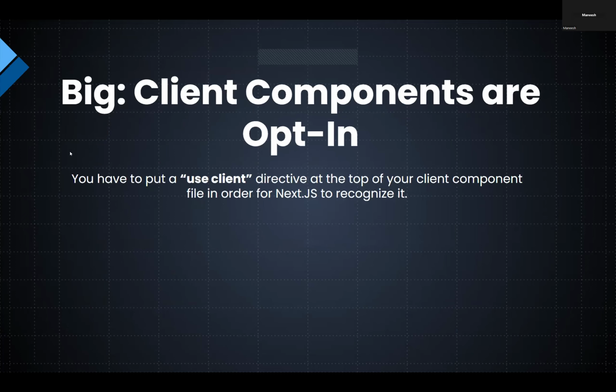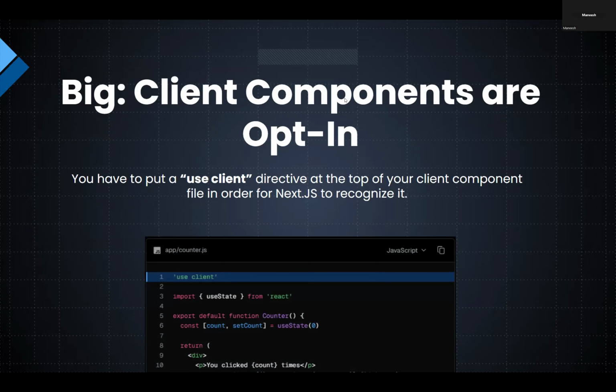Something big about this, client components are opt-in. Next.js prefers you to do server-side components. Unless you put a use client directive at the top, Next.js is going to think you're dealing with server components. And another thing to note is that when you put use client on the top of, for example, a layout.jsx, everything that's a child of that layout, so any subsequent routes, are going to be turned into client components. So you have to think really carefully about where you're putting your use client directives.